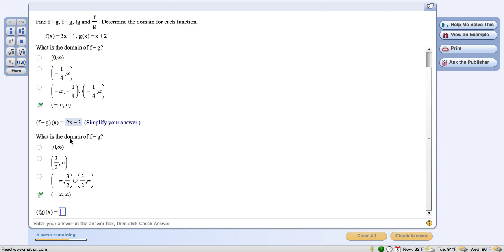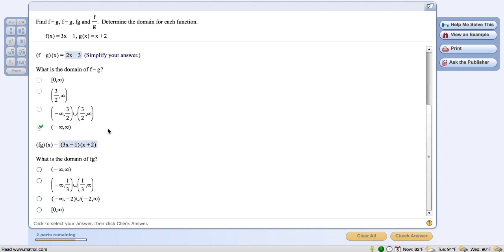Now, for f times g, it doesn't say anything about simplifying, right? So don't go to any extra trouble, just take f and multiply it by g, the two expressions. There we go. And this is f times g, and the domain again. If you take two polynomials and add, subtract, or multiply them, you're going to get another polynomial. And as long as you have a polynomial, the domain is all real numbers.